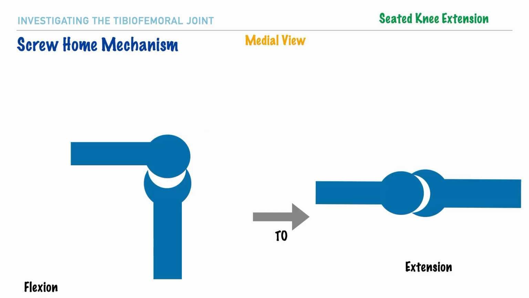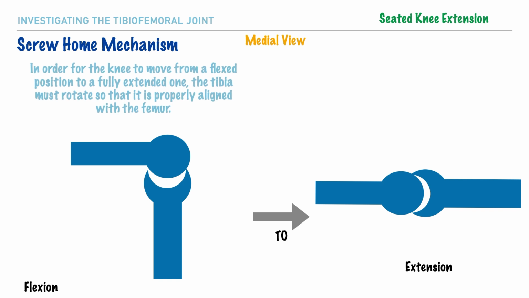Let's take a look at what's called the screw-home mechanism of the knee. What this mechanism represents is that in order for the knee to move from a flexed position to a fully extended position, the knee must screw home, or in other words, rotate, so that the femur and tibia are properly aligned. So on the left side of the screen, let's imagine that we're considering someone seated with their knee flexed to 90 degrees. And while remaining in this seated position, they intend to fully extend their knee as shown on the right side of the screen.